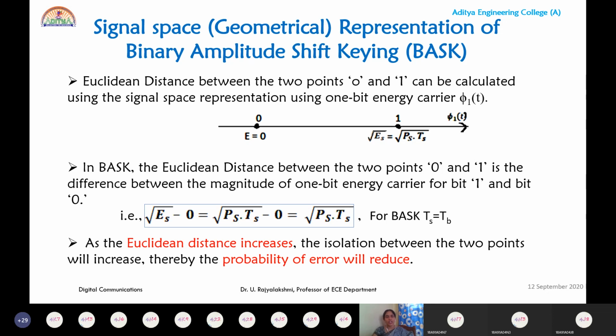So what is the conclusion here? As and when the Euclidean distance increases, the isolation between the 2 points will increase. Once the isolation increases at the receiver, you can easily distinguish the levels 0 and 1. Thereby, the probability of error will reduce. So the probability of error will reduce when the Euclidean distance is more. But here Euclidean distance is very small and it is equal to just root Es, that's all, where Es is equal to Ps into Ts. In this case, you can replace symbol duration as bit duration because we are transmitting only 1 bit per symbol.